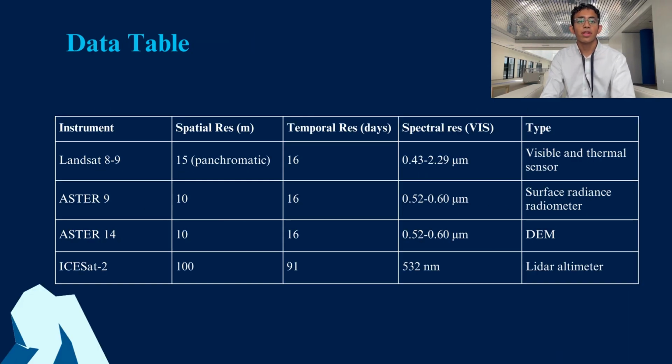On the screen, we have a listed data table, and these are the 4 major instruments we use. We just want to give a big comparison. We list our spatial resolution, temporal resolution, the spectral resolution, and the type as well. So Landsat is a visible and thermal sensor. The ASTER 9 is a surface radiance radiometer. ASTER 14 is a DEM, as I mentioned earlier, and ICESat-2 is a LiDAR altimeter.